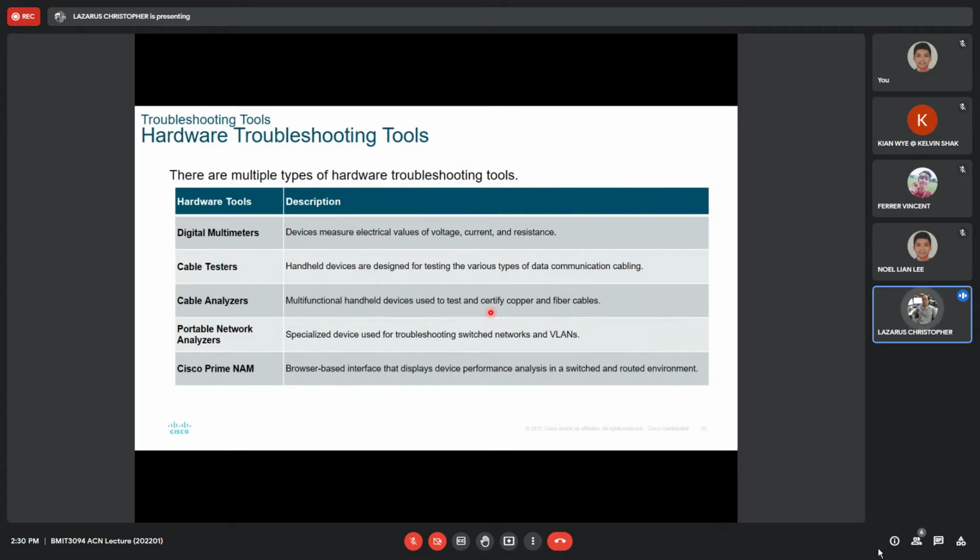And then we have the portable network analyzer. This is a special device to troubleshoot switch networks and VLANs, so you don't have to carry around your laptop or whatever it is. It's just a portable device. You can plug into any port or cable, and then you can detect. Then we have Cisco Prime NAM, or NAM. This is a browser-based interface that can display device performance analysis for both switches and routers.